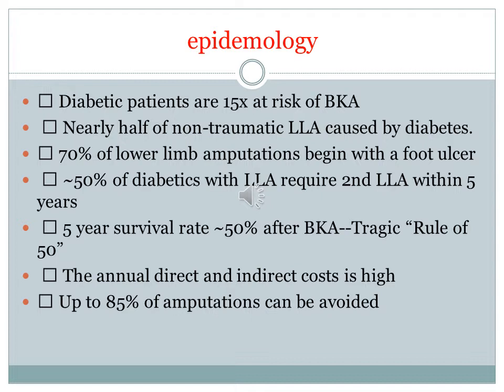So the 5-year survival rate is approximately 50% after below-knee amputation. This is the tragic rule of 50. The annual direct and indirect cost is high. Up to 85% of amputations can be avoided. This is a very important point. Prevention is very important in diabetic foot.